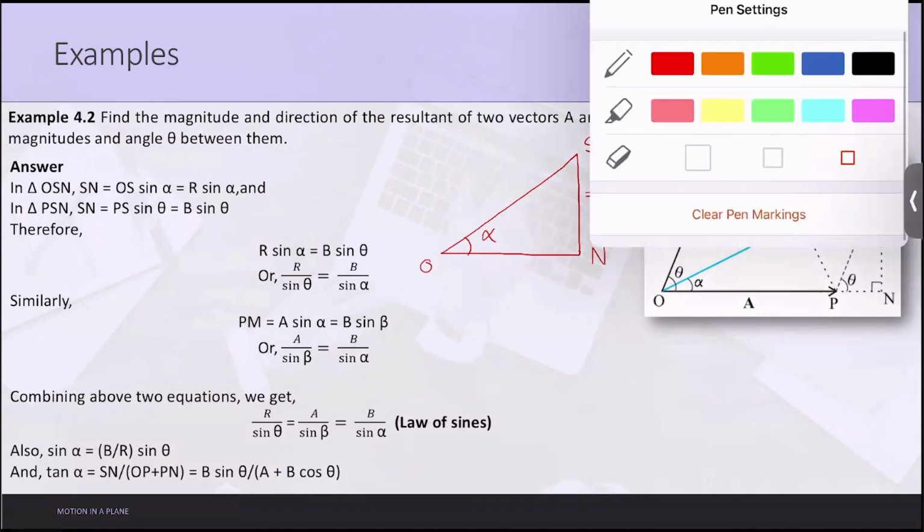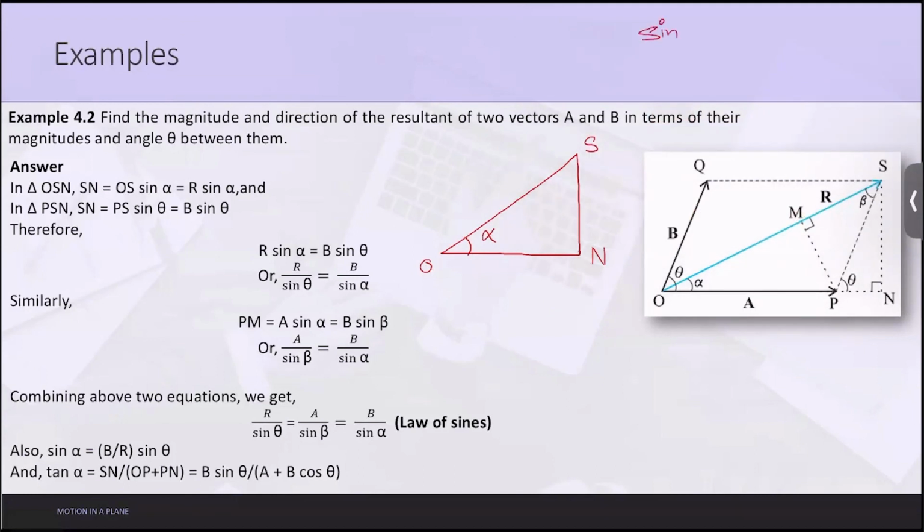Using simple trigonometry, what can we write? This sine alpha is nothing but equal to the ratio of SN to OS. Otherwise, if we put SN on this side and multiply OS with sine alpha, we will get SN equal to OS sine alpha. No issue in that. Please remember, what is alpha here? Alpha is the whole angle which the resultant makes with the x-axis, or more generally with the a-axis, and the angle between a and b is theta.